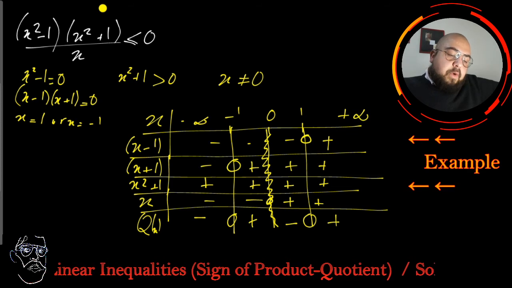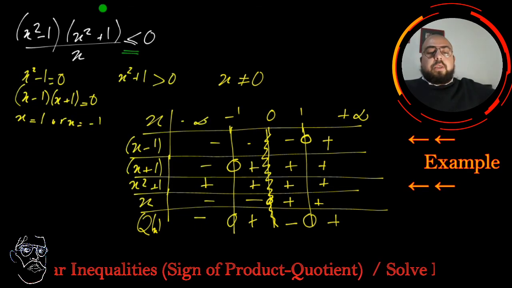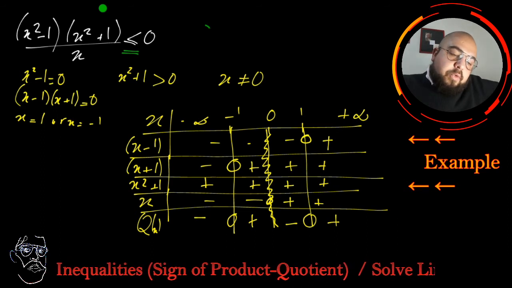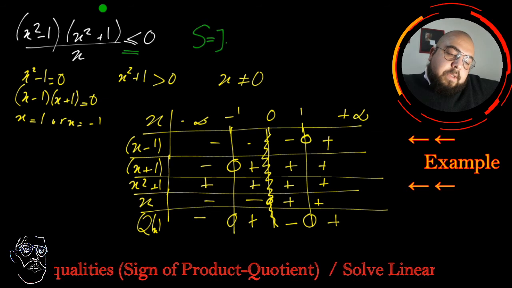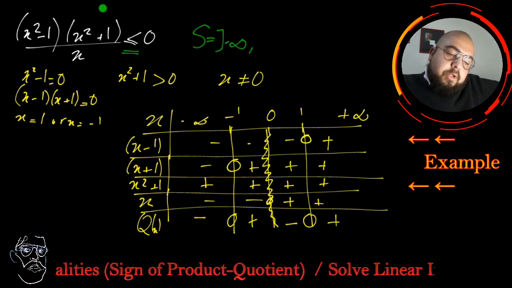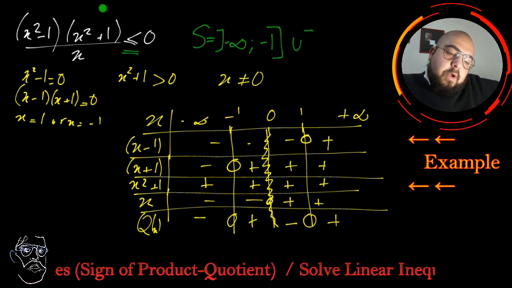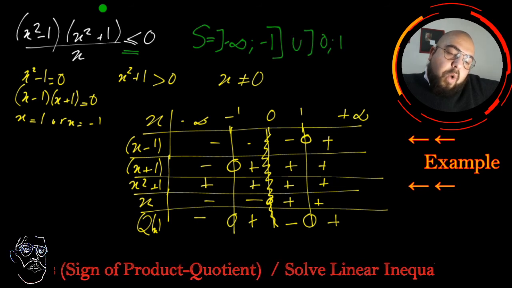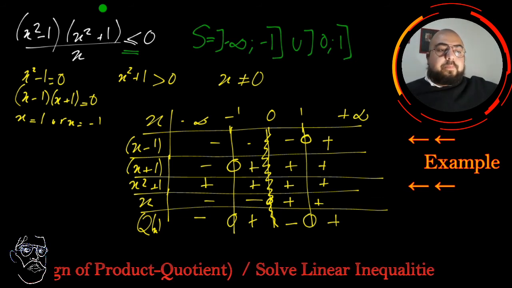So I am looking forward to find the part where it's negative or equal to 0. So my solution will be S from minus infinity to minus 1, union from 0 to 1. Again, the brackets are closed.